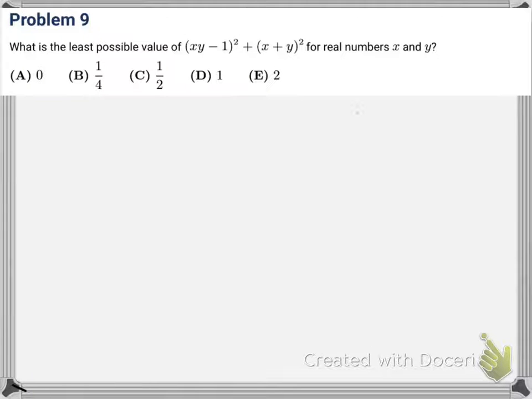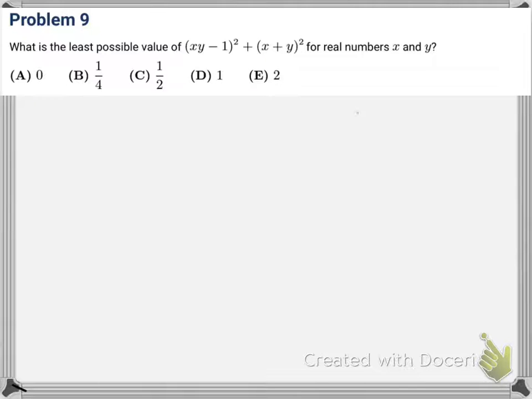This next problem is algebra. And there's a couple ways to go about it. You can do guess and check, but I would really just use algebraic expansion and then take a look at that equation.